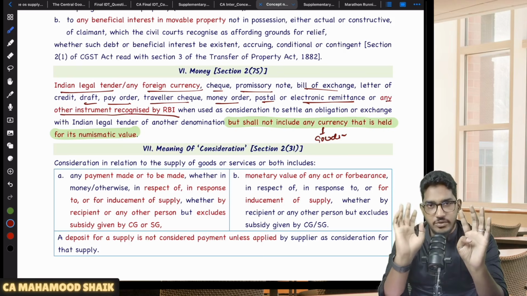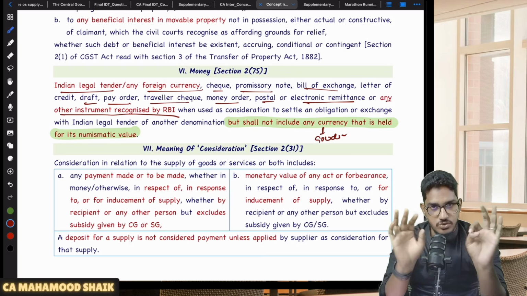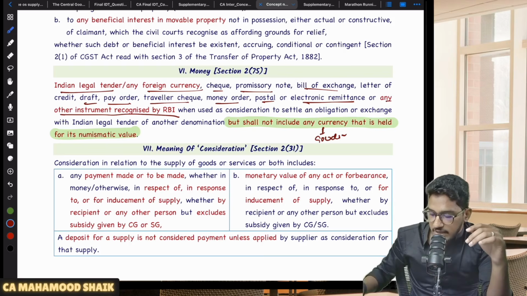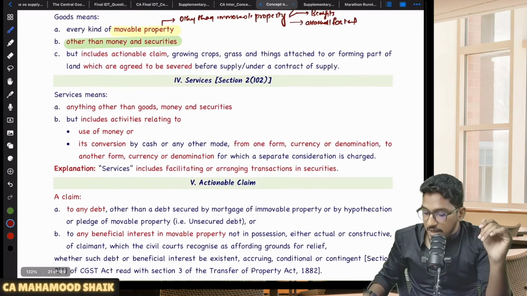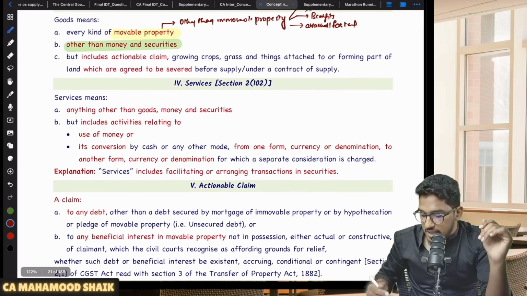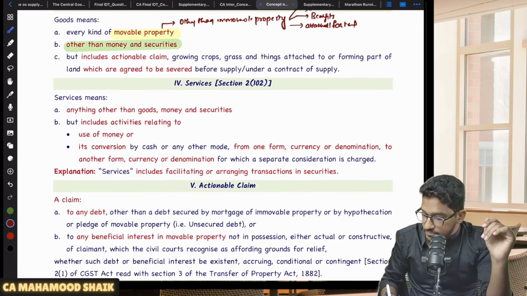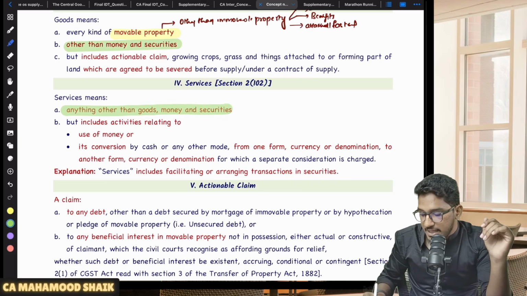Other than money and securities. Money and securities will never be considered as goods. Now, let me tell you well in advance, even money and securities will not be considered as services also. So if you read this point in the services definition, anything other than goods, money and securities.